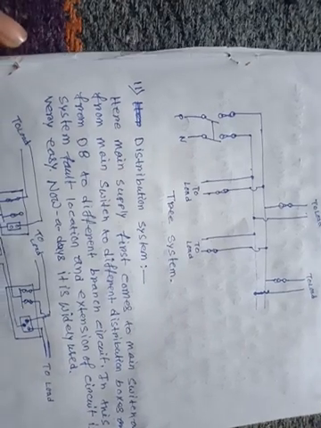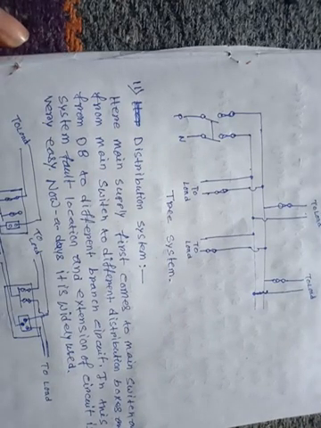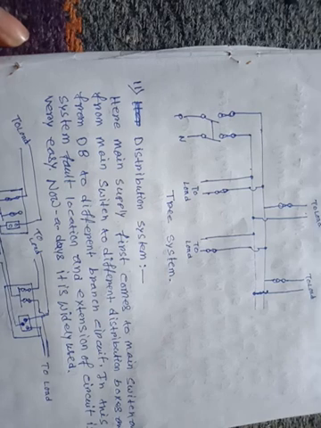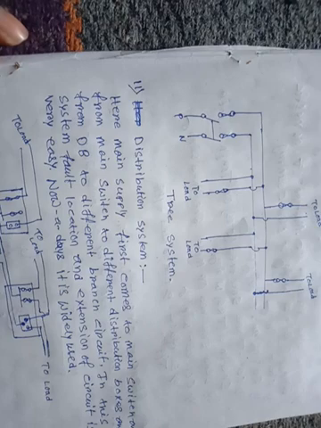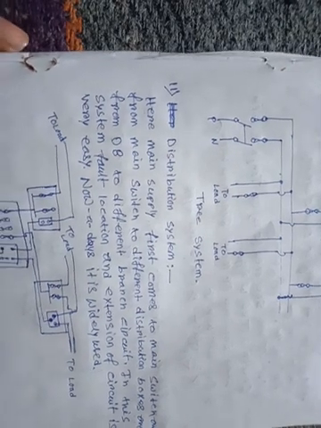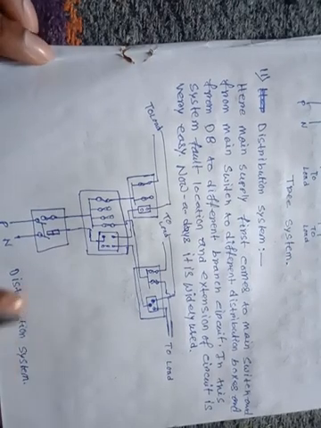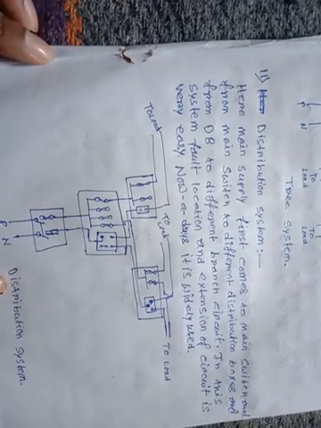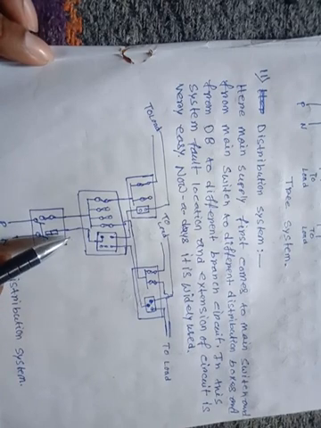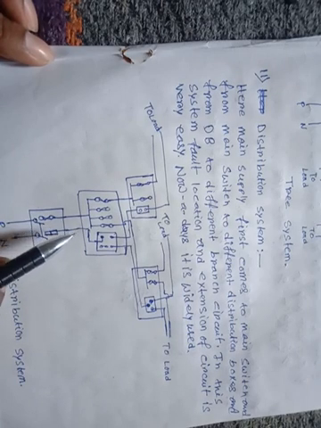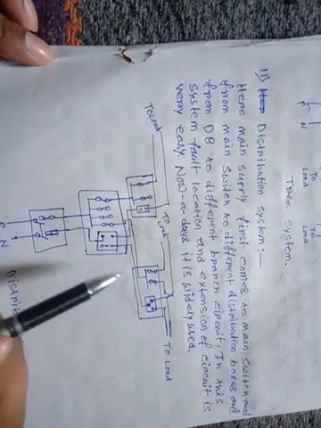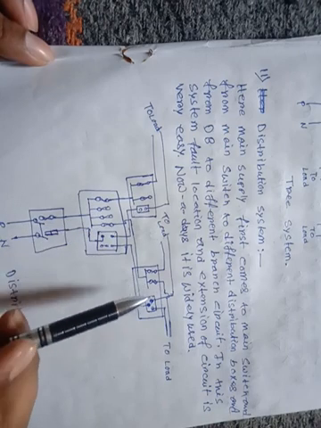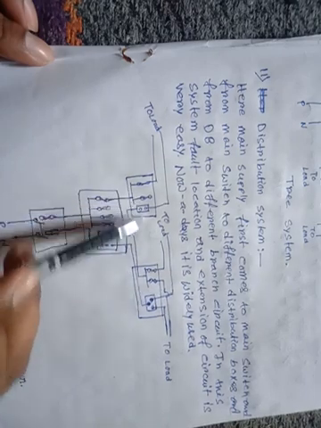Second is the distribution system. Here the main supply first comes to the main switch, and from the main switch to different distribution boxes, and from the distribution boxes to different branch circuits.